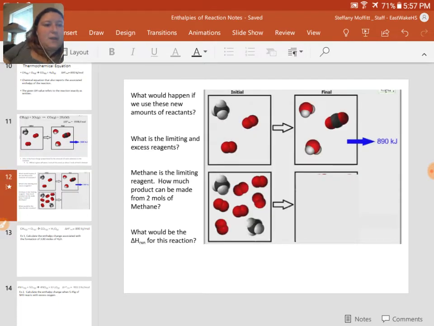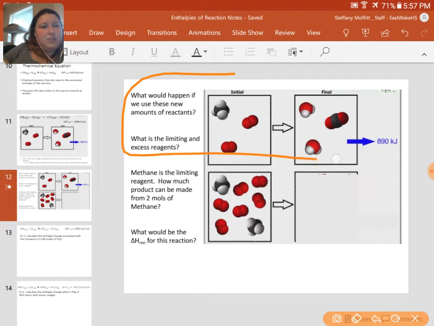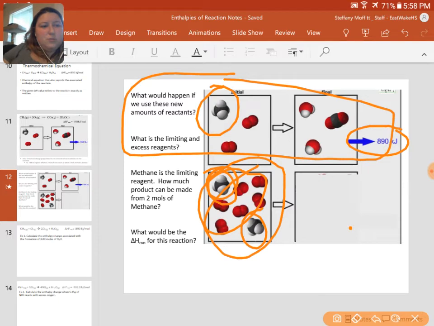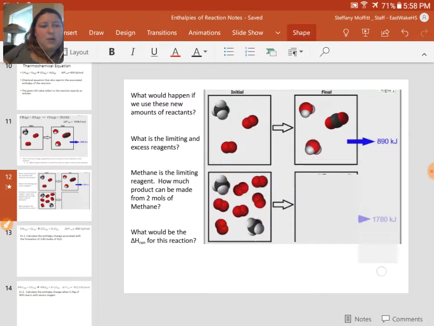Now, what would happen if we took that same reaction, which is this one, but we doubled the amount of reactants? Well, we doubled the amount of CH4. We have now 2 moles of CH4, methane, and excess of the O2. So if we had 890 kilojoules for 1 mole of CH4, how many kilojoules will we have for 2 moles of CH4? All we do is we double that number, and we get 1780 kilojoules for those 2 moles. So it would be per mole.